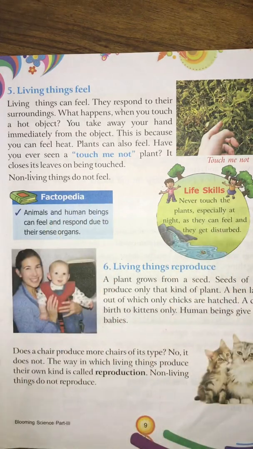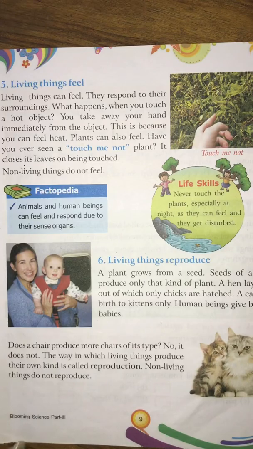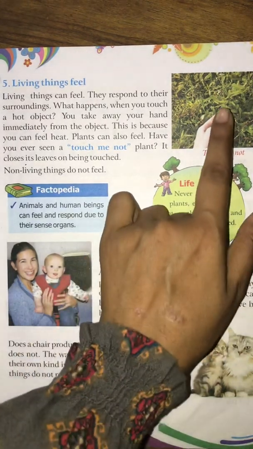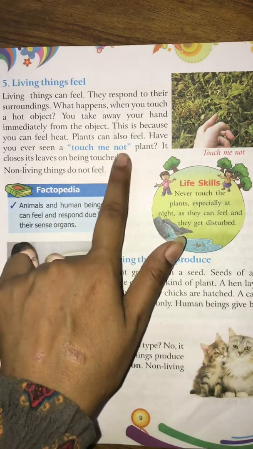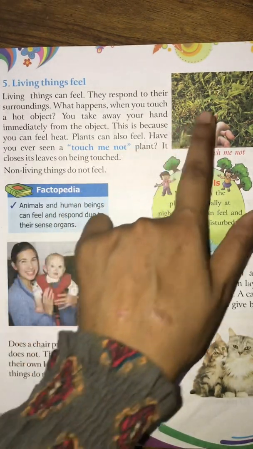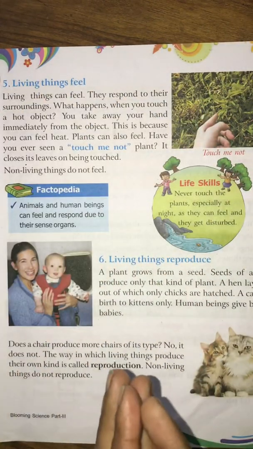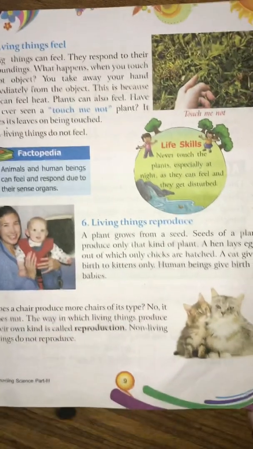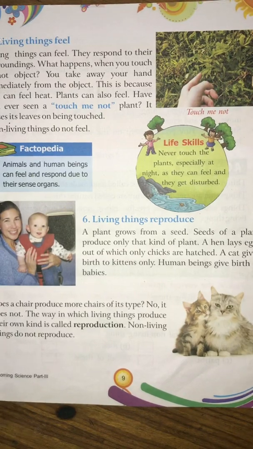Here is one example of the plant also. Plants can also feel. Have you ever seen a touch me not plant? Have you seen, children? It closes its leaves on being touched. And the name of the plant is touch me not. This is the plant. If you touch the leaves of that plant, it will close the leaves quickly. Why? Because it feels. And the sixth and the last point is living things reproduce.